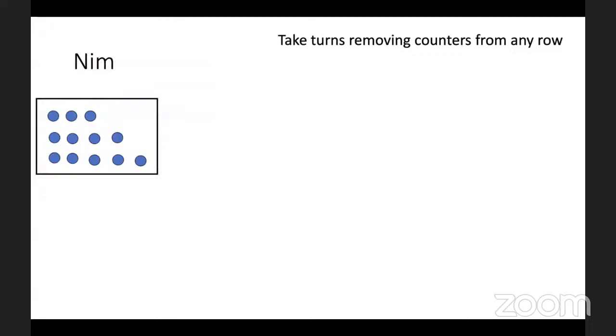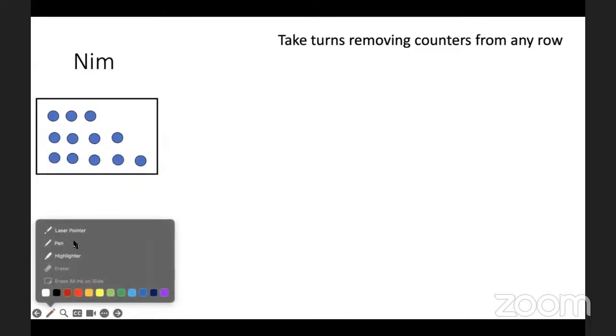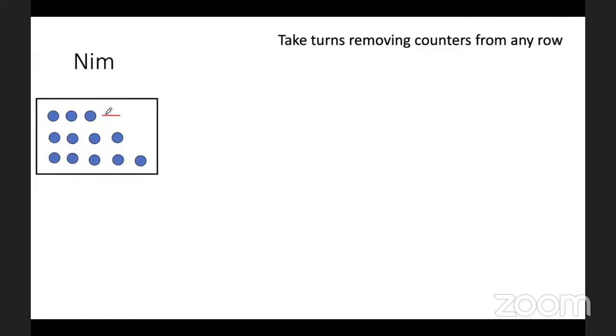All right, so what is NIM? So this is supposed to be a table. On this table, there are 3 rows of, say, coins, counters, whatever you like. Players take turns. They can remove as many tokens as they like, so long as it's from one horizontal row. So either this row, so there are 3 rows, row 1, row 2, row 3. Take as many as you like.